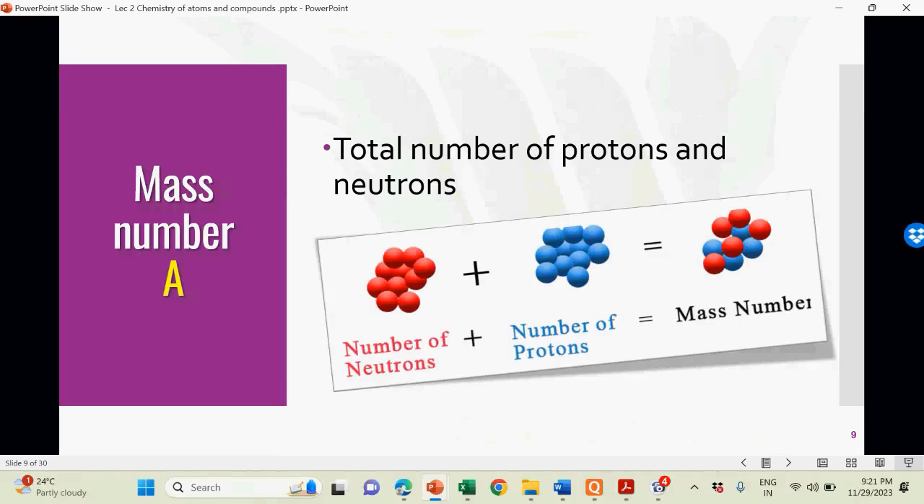The mass number, as we mentioned yesterday, if you remember, is the number of neutrons plus the number of protons, or the content of the nucleus. Remember that we said the nucleus of any atom contains protons, in blue, and neutrons. So the sum of these two represents the mass number of that specific atom or element.